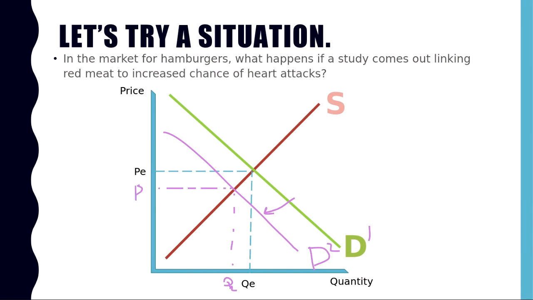Now that graph shows me I've had a decrease in demand. The price of hamburger is going to go down. The quantity of hamburger sold is going to go down. And you can give me a very simple explanation that just says simply, people don't like heart attacks, so they're going to stop buying it. Okay, so let's do another one.